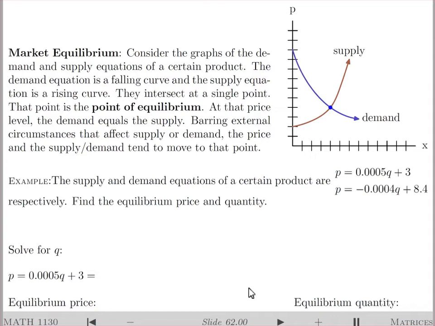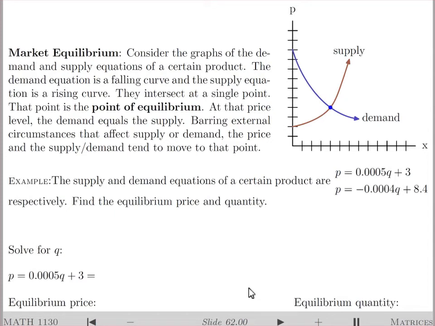Now, normally the demand curve will be a decreasing curve and supply will be increasing. It's because if price increases, people will buy less of it, whereas if price increases, you get more suppliers coming in or producers increasing their production, increasing the supply. So we typically expect them to intersect at one point, and because of the shape of the functions, there can be only one intersection at most. This is called the point of equilibrium or market equilibrium.